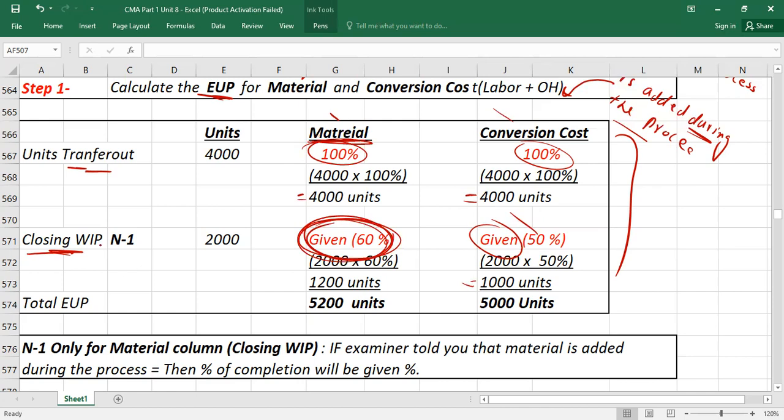What is it? Under material, in front of closing work in process. If material is added at the beginning of the process, then automatically, what percentage of completion will we use? 100%. Why? Because we added all the material at the beginning of the process. But if material is added during the process, then which percentage will I use here? Whatever is given. If material is added at the beginning of the process, it means 100% of the material was injected. It means the product is 100% complete with respect to the material. So if material is added at the beginning of the process, we will use 100%. This is the change. Only this percentage will change. The remaining stays the same.